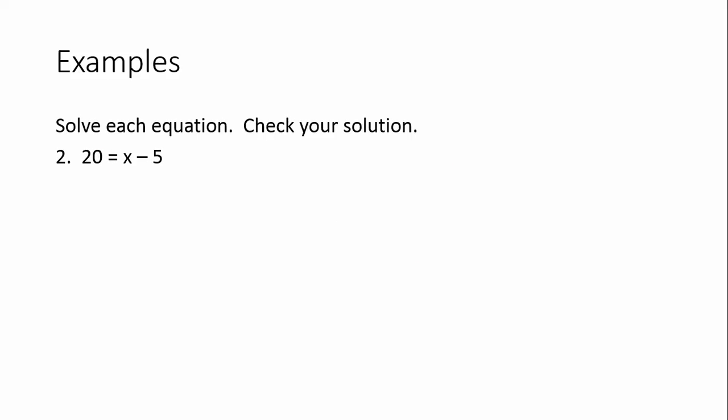Let's look at another one. 20 equals x minus 5. We have 5 being subtracted from x. What's the opposite of subtraction? That's addition. So we need to add 5 to both sides. When we do that, the 5's will cancel on the right, and we're just left with an x. 20 plus 5 is 25. So this is the solution to the equation, but we need to check our solution.